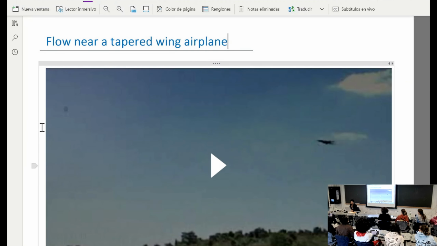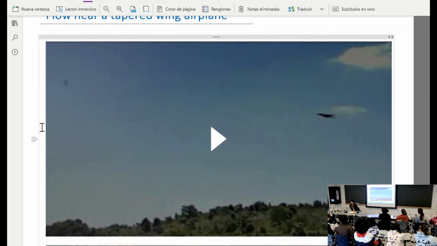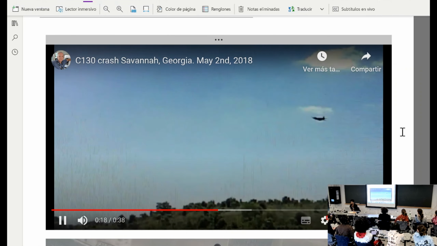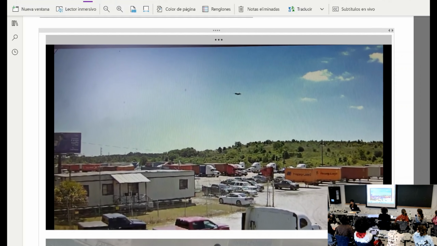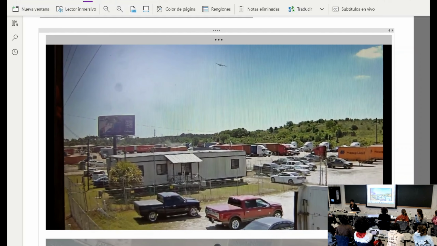Okay, so first of all, we are going to discuss the flow near a tapered wing airplane. And let's start by looking at a recording of something that happened, I think, 2021. And let's just see what's going on. So we should see an airplane flying towards the left. It's a big transport airplane.